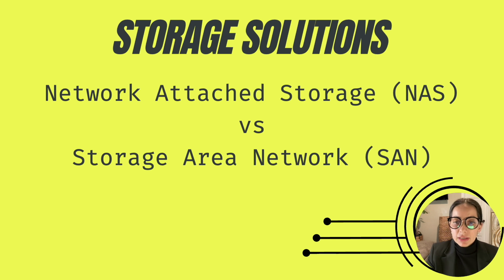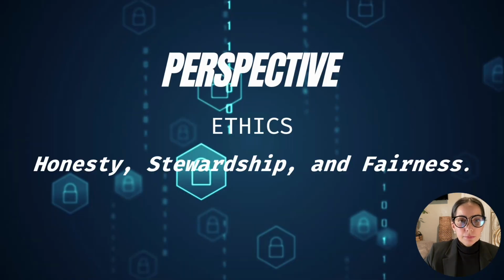For storage solutions, I did research on these two: network attached storage, NAS, versus the storage area network, SAN. When comparing these in the enterprise network, they are two popular options. NAS is like a dedicated file server that provides file-based storage access over a network. It is great for sharing files and backups. SAN, on the other hand, is a high-speed network of storage devices that provides block-level storage. It is often used for critical applications requiring high performance and reliability. Both have strengths, so choosing the right one depends on the specific needs of the enterprise network.